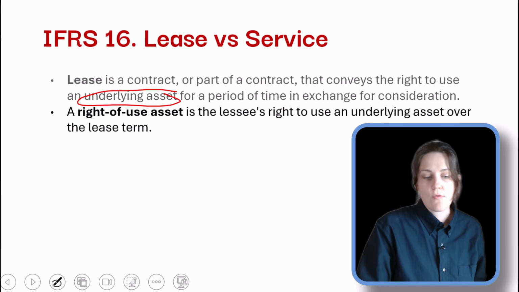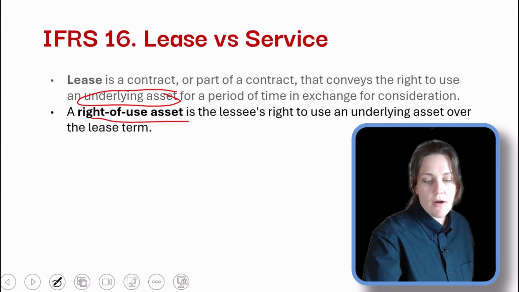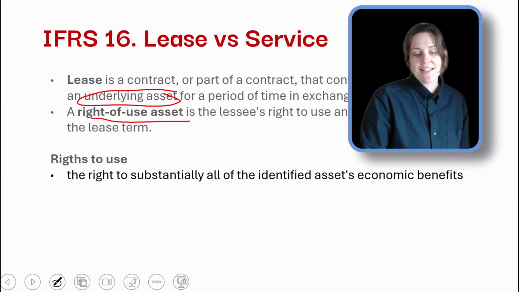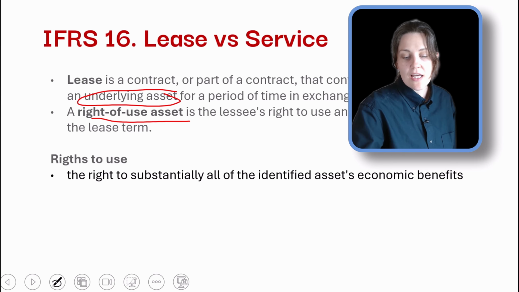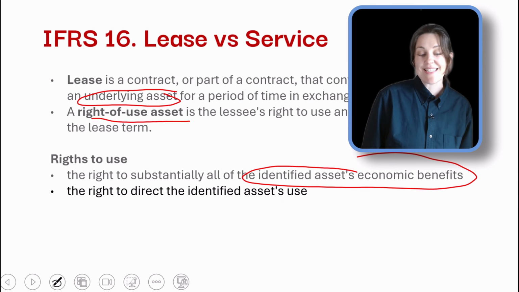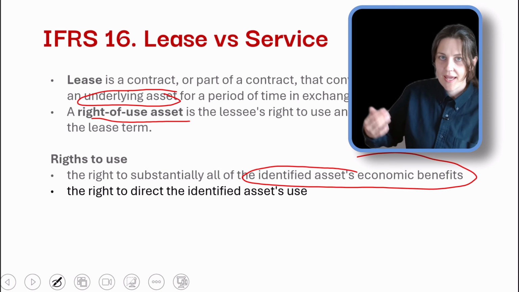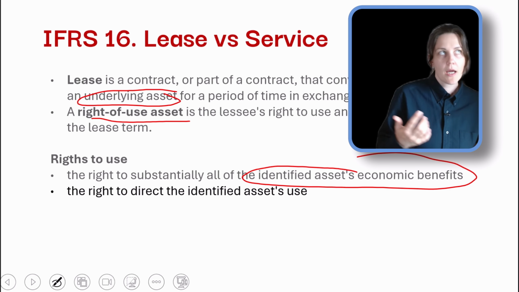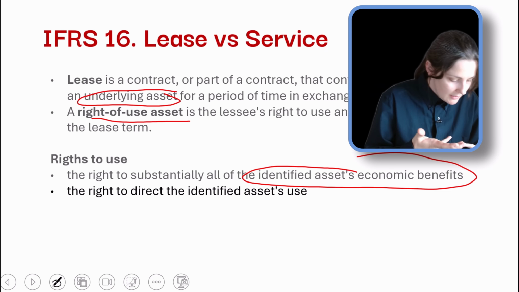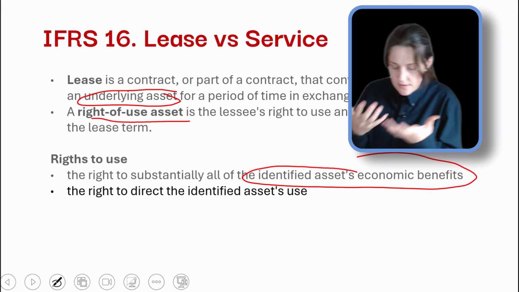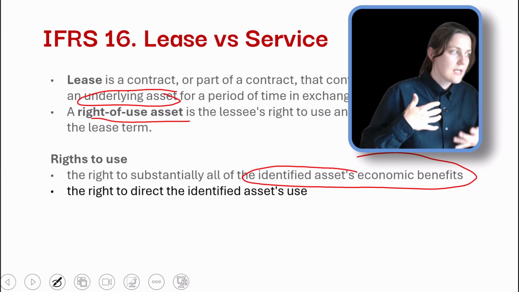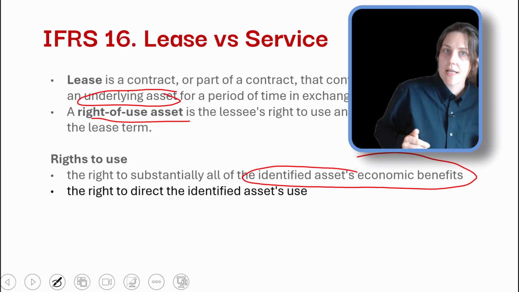Period of time, exchange of consideration. So you also need to know the definition of right of use. This is to substantially get all the economic benefits from the identified asset, and the right to direct the identified asset's use. With this case, we will be given a mark for the definition because we will later take the scenario and challenge it. Does this mean that we get the majority of the benefits? Does this mean that we can direct or cannot direct? Is it our inability to direct the use, or just a limitation of scope?